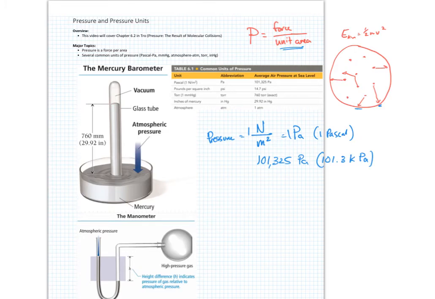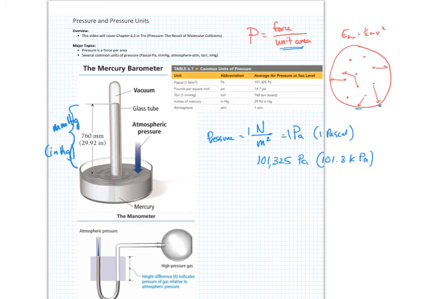So another unit of measure that we can use is the height difference between the surface of the mercury and the top of the meniscus. And this unit would often be in millimeters of mercury, or it could also be in inches of mercury.